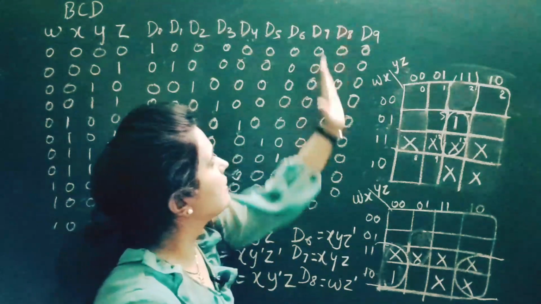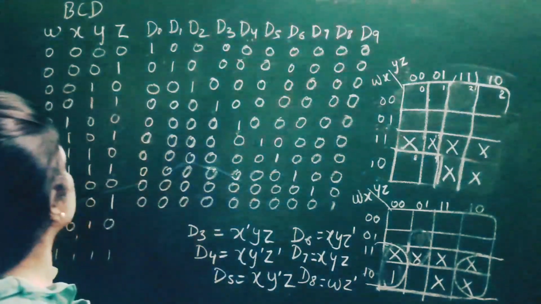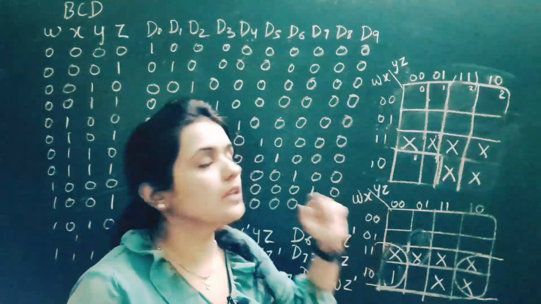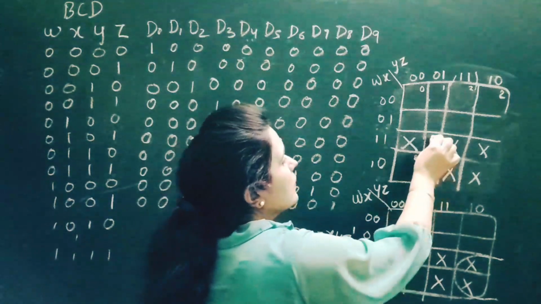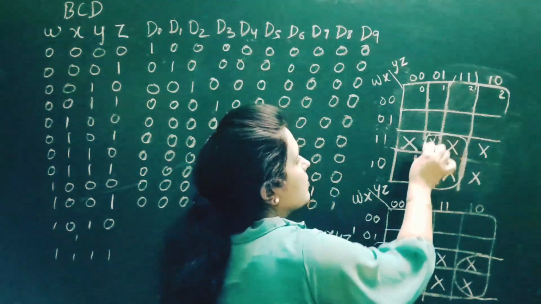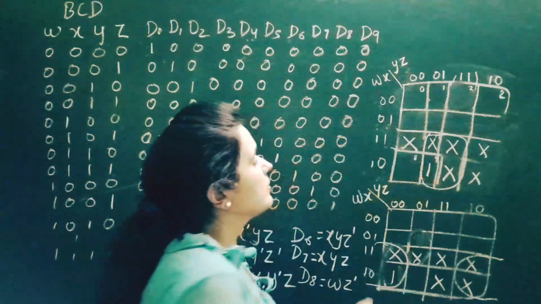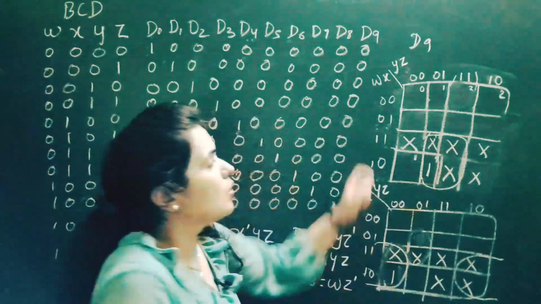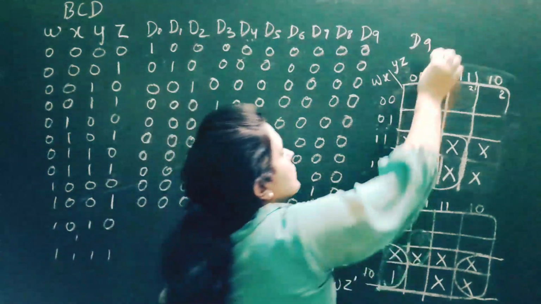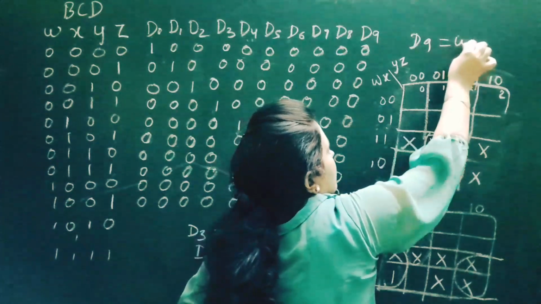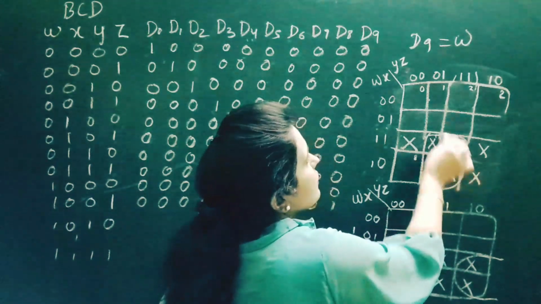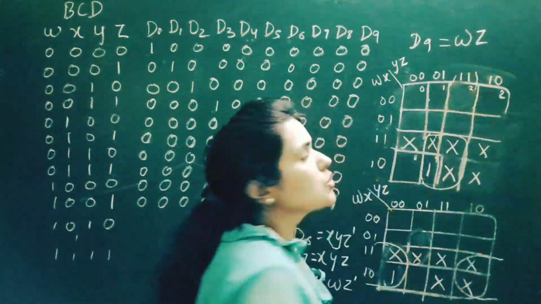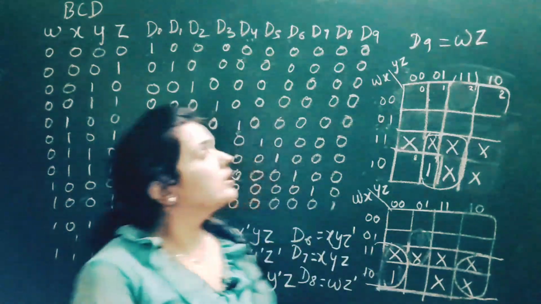Now the last is D9. D9 is 1 when the value of wxyz is 1 0 0 1. Now we can make a group of 4 by combining these don't cares and 1. So what will be the expression corresponding to D9? D9 will be equal to, in these two rows the value of w is fixed, which is 1, so we should write a w here, and in these two columns the value of y is changing but the value of z is fixed, which is 1, so we should write a z here. So these are the desired expressions for our 10 outputs.